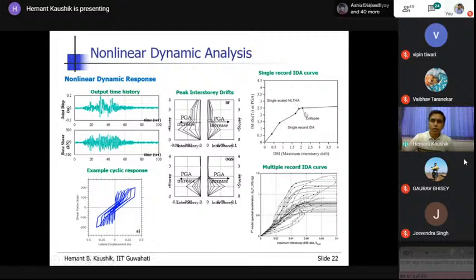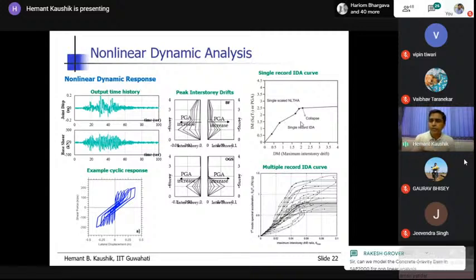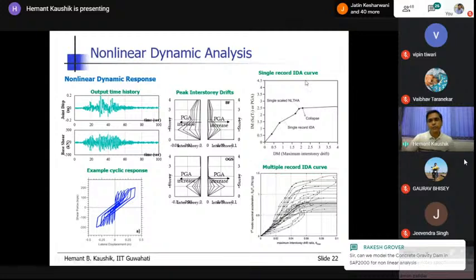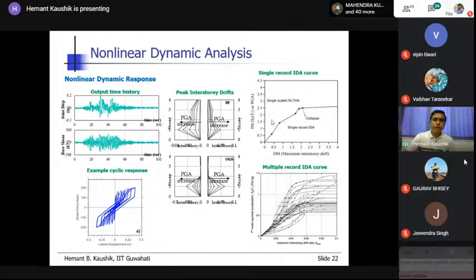Now, how do we define collapse here? There is literature available, many papers, which say that if the slope of this line is less than, let us say, 25% of the initial slope, or 30% or 20% of the initial slope, then you can say that it has collapsed. Here it is the spectral acceleration that you have plotted. You can also plot the peak ground acceleration for the single record.